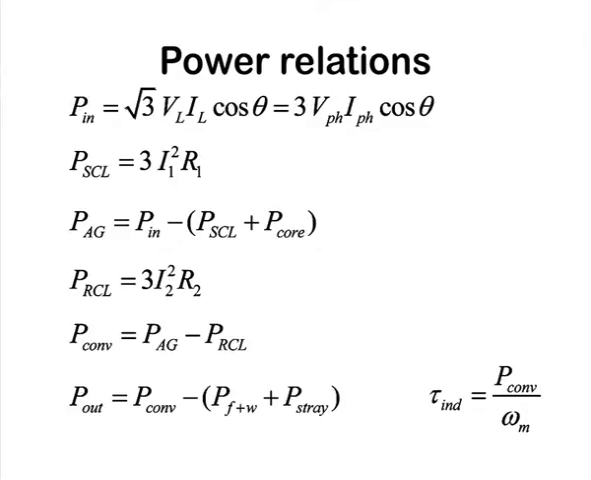Rotor copper loss can be written as 3 times I2 square into R2, and therefore, we will get a net mechanical power as P air gap minus the rotor copper loss. The output power is equal to the net mechanical power minus friction windage loss and the stray losses.